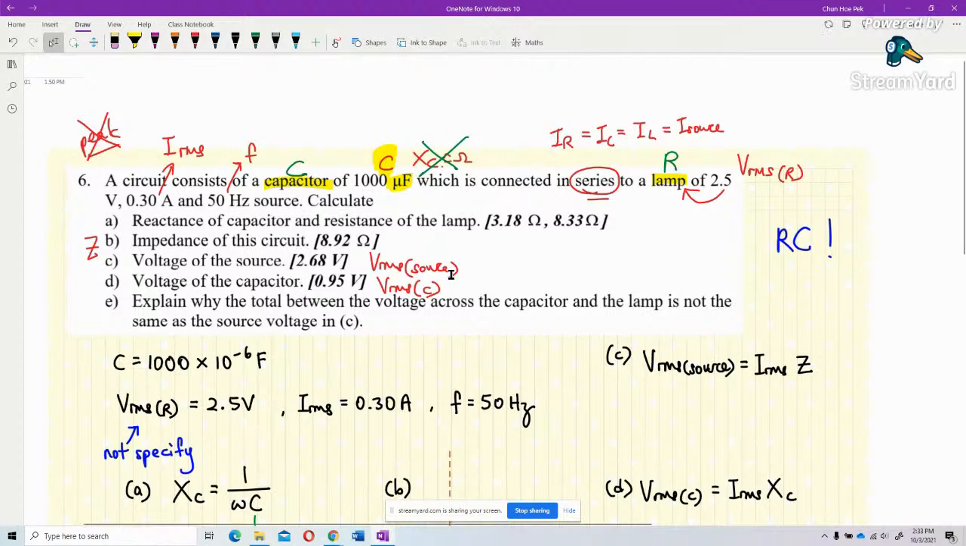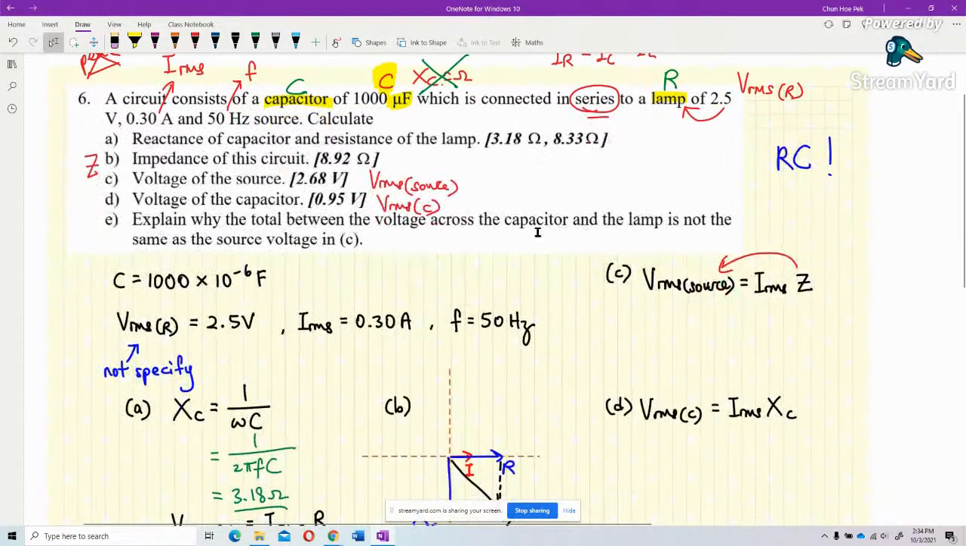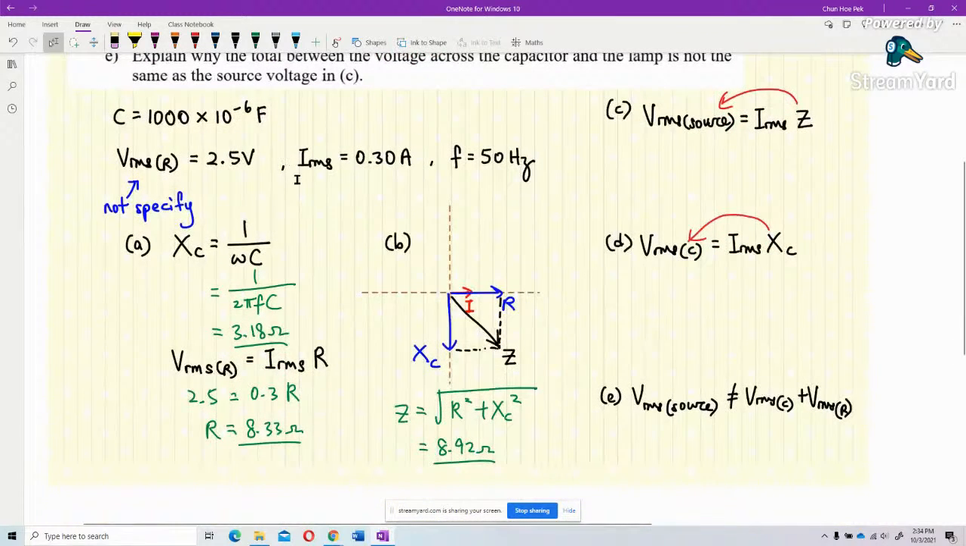So it's not very hard to find. You want to find the root mean square source voltage. I have the Z. Z corresponds to the source, isn't it? For the capacitor it's also the same. The voltage of the capacitor, VRMS C, uses XC. You want the root mean square value, so for the current also put the root mean square current. I already have the root mean square current, so just put in the value.